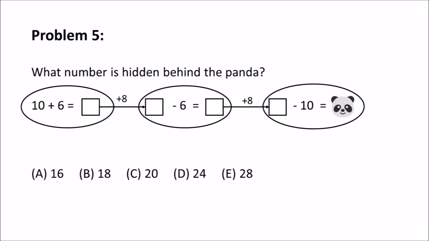Problem 5 reads, what number is hidden behind the panda? This is basically subtraction and addition, and the answers are 16, 18, 20, 24, and 28.